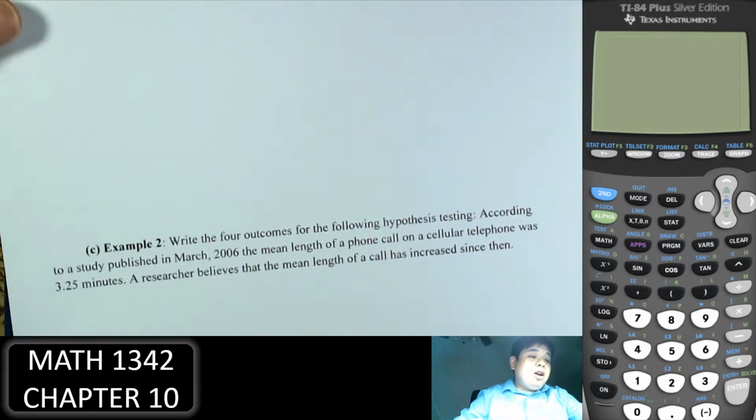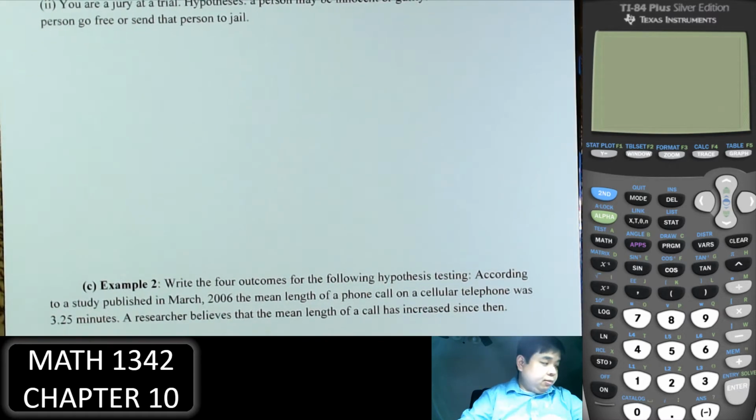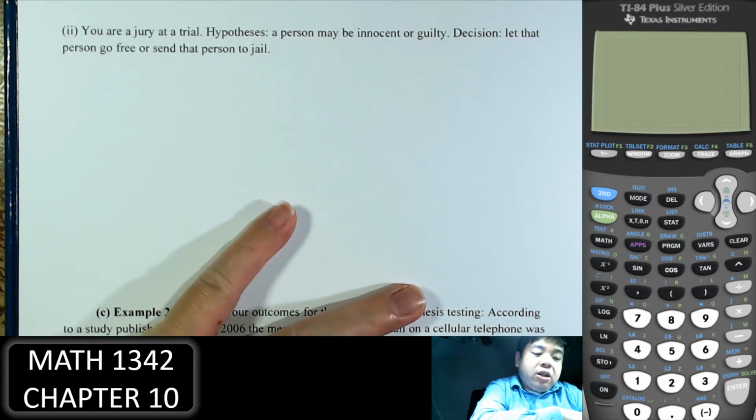Right, look at another example. You are a jury at a trial. The hypothesis is that a person may be innocent or guilty, and the decision is to let that person go free or send that person to jail.